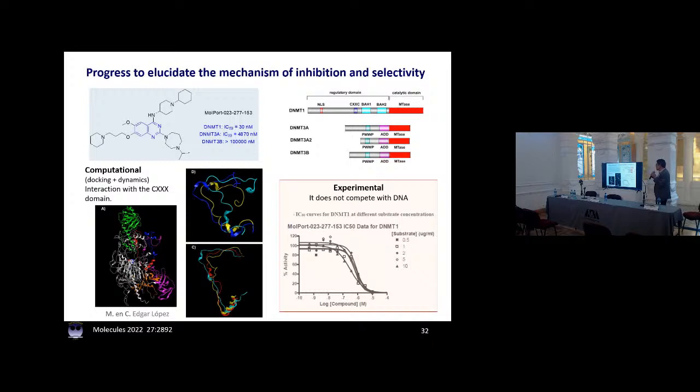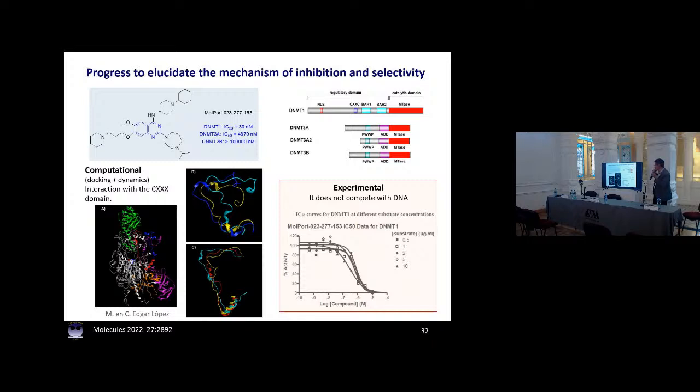In order to explore the precise mechanism of inhibition, Edgar Lopez, a master's student who is now doing PhD studies, did molecular docking first and then molecular dynamics, to try to understand how these quinazolines are inhibiting DNMT1. To make the story short, the outcome of this study was that the quinazoline seems to be interacting with the regulatory domain, specifically with the CXXC domain, not with the catalytic domain.